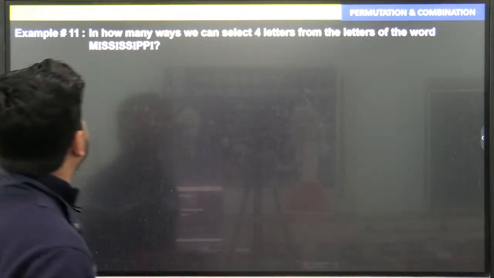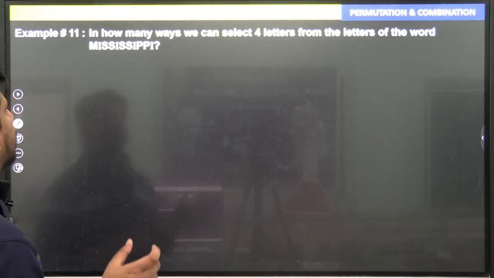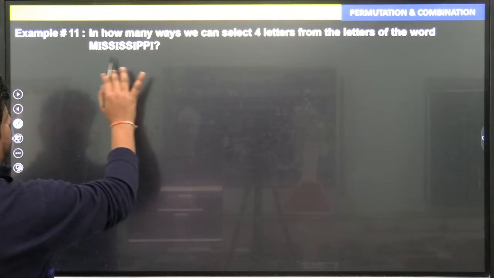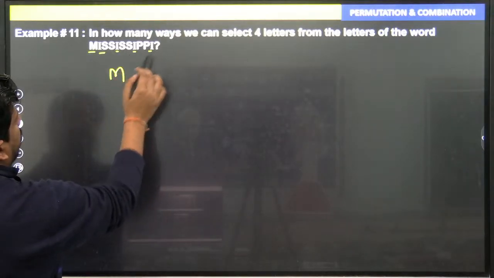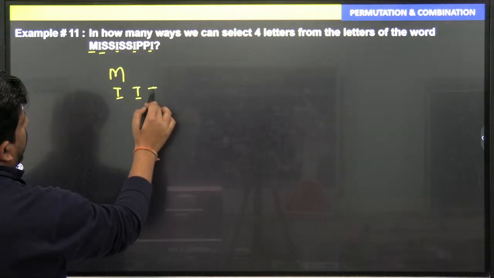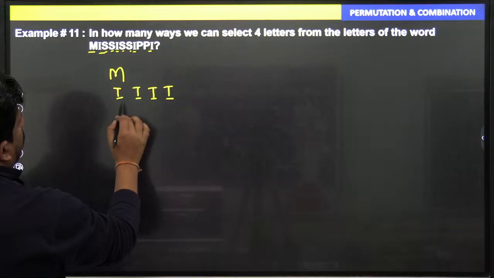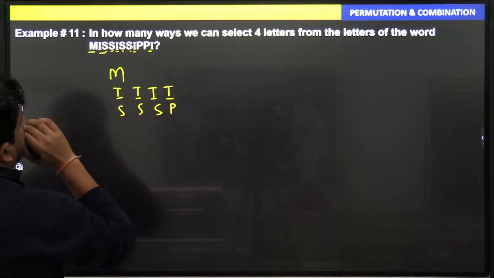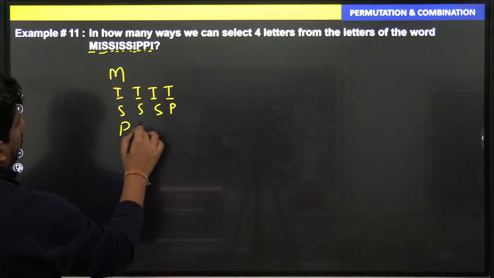In how many ways can we select 4 letters from the letters of the word Mississippi? We need to select 4 letters. First we need to write how many of each there are. How many M? 1 M is there. How many I? 1, 2, 3, 4 I's. How many S? 1, 2, 3, 4. How many P? Here 2 P's.